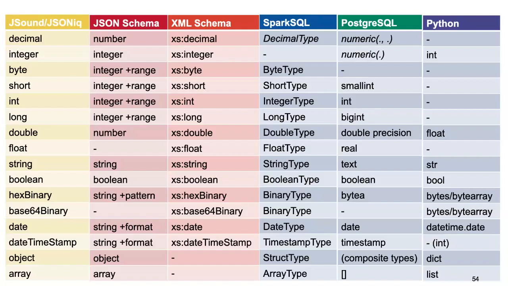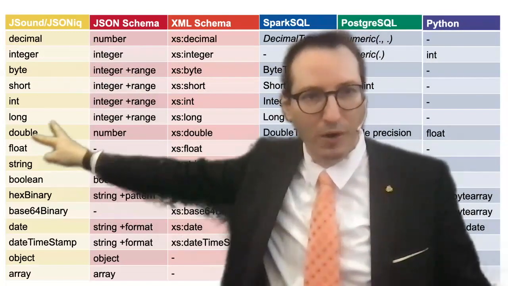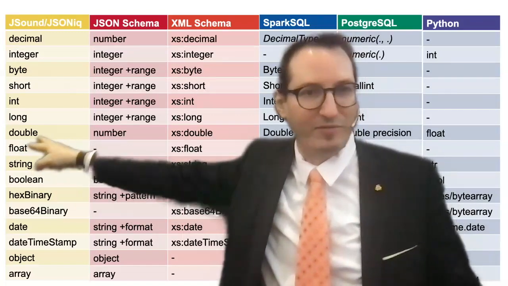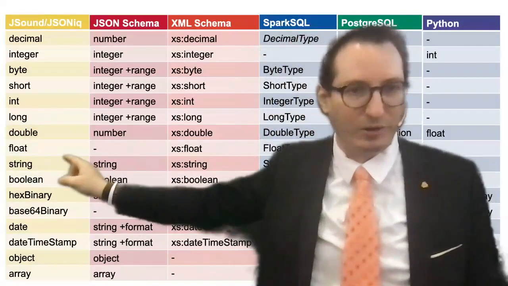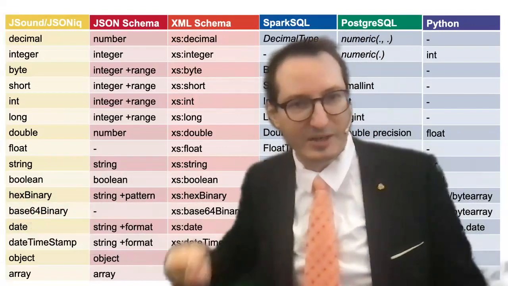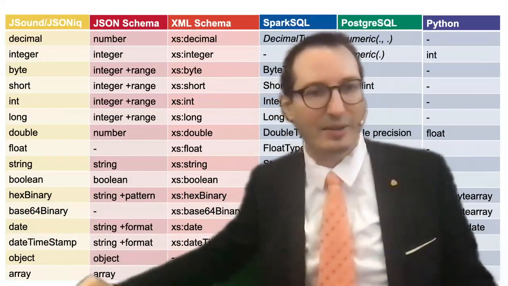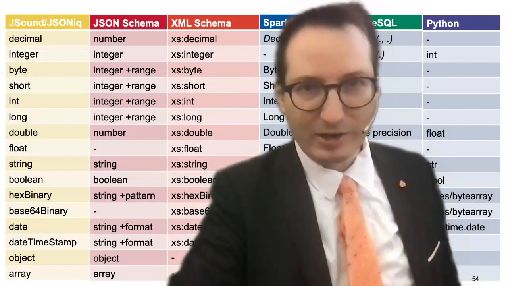But what I did here is I tried to show you how they correspond to each other, right? For example, if you remember what I told you about atomic types, you will find a lot of what I told you, right? Decimal, integer, byte, short, int, long. Here, these are the IEEE 754 double and float for approximated real numbers, strings, booleans. These are the binary representations, base 16, base 64, dates, times, objects, arrays, and so on, right? So this is all I showed you.